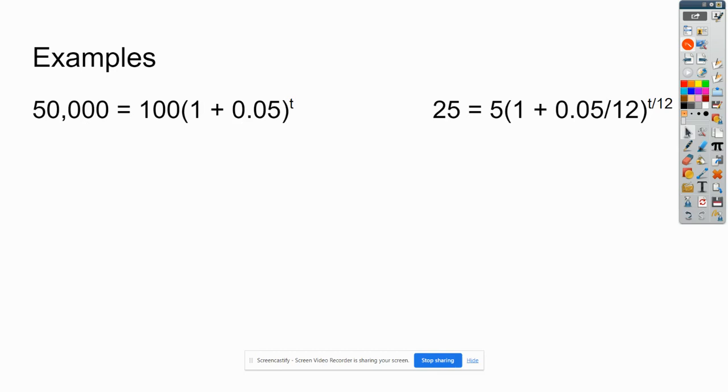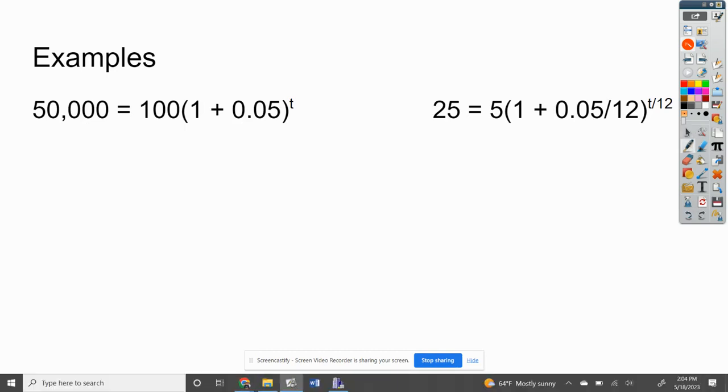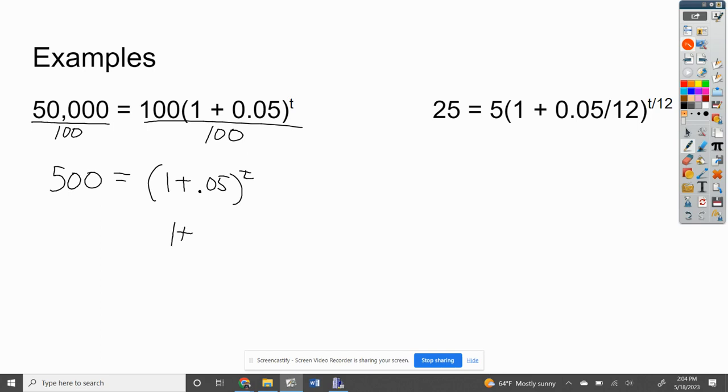And a couple of examples here, kind of how you would solve some of the compounding interest questions. All right, the first thing we're going to do here on the left side, we're going to go ahead and divide off our 100. 50,000 divided by 100 should be 500. And on the right side, we have 1 plus 0.05 to the t. Okay, and you could, in this next step, combine those together. You could add 1 plus 0.05. It is 1.05.